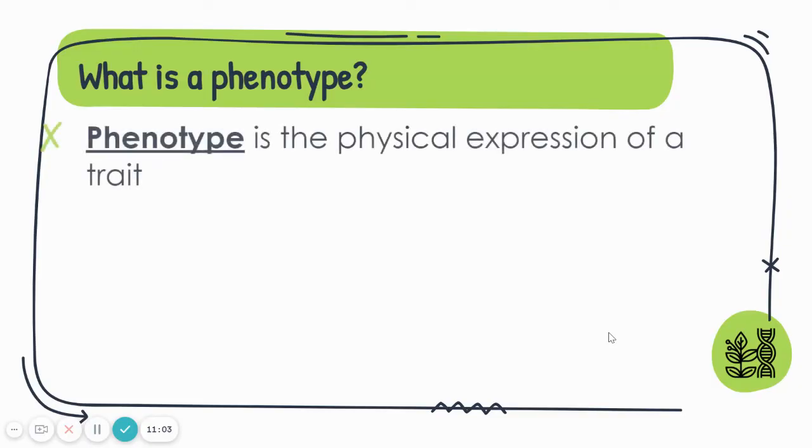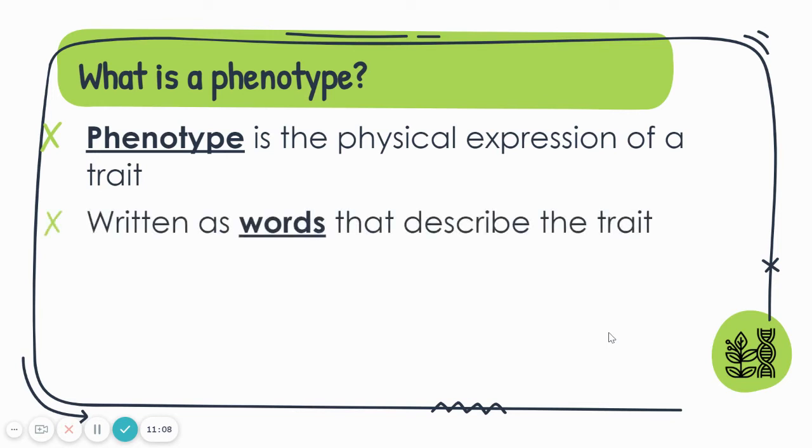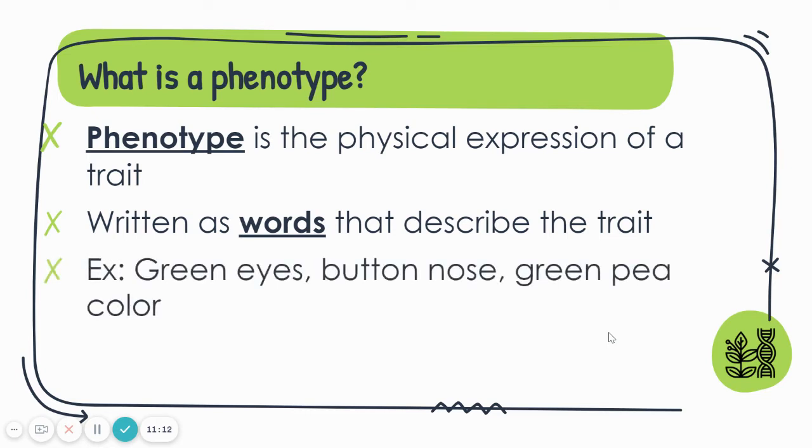So what is a phenotype? The phenotype is the physical expression of the trait. We write that as words. It's the words that describe the trait the person has. For example, green eyes. That is the trait that we see. It's how we describe the trait the person has. Or a button nose, or green peas, right? All of those are the phenotype. The phenotype is the physical trait that we actually see. You can't see the letters or the alleles that the person has. That would be their genotype. The phenotype is what we physically see that we can describe with words.